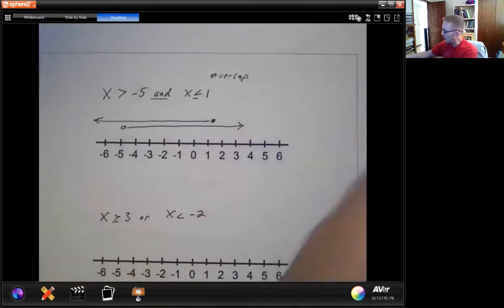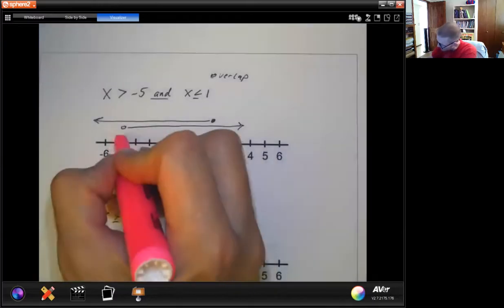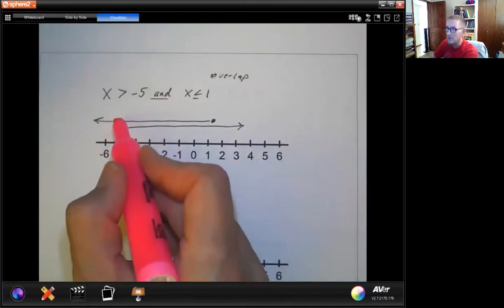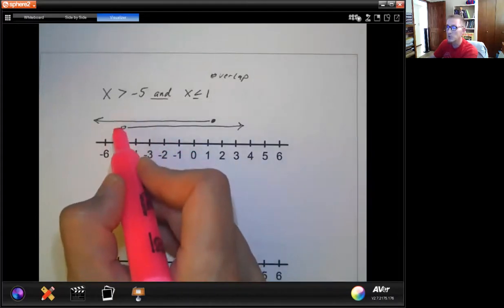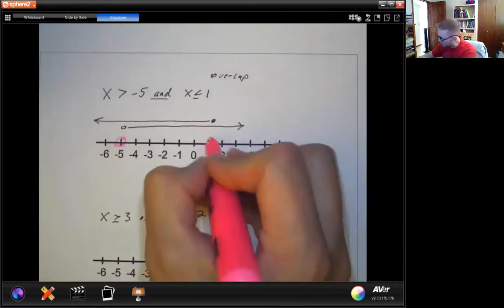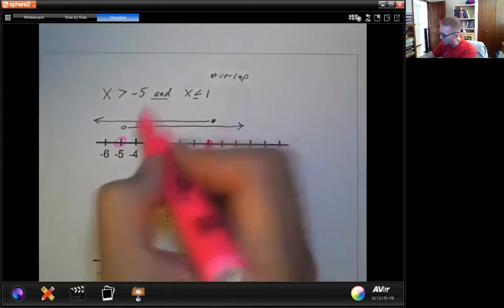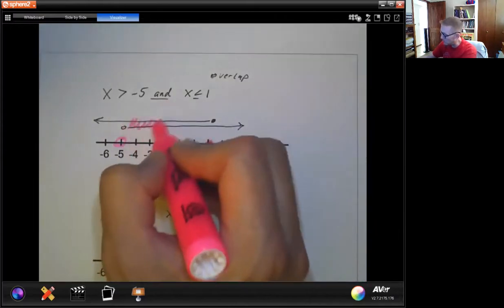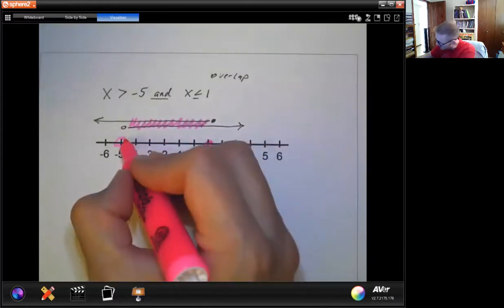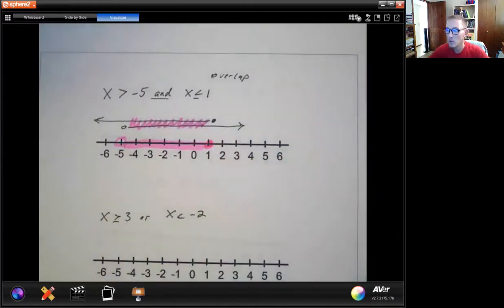Now this is an open dot right here, so this is going to have to stay open because it does not overlap at the -5. I have a -5 on this line, but this one's an open dot, so no. Now this is a closed dot, so I'm going to put a closed dot at 1. And the overlap is all of this portion here. So when I make my final answer, I am going to draw my line segment right in between those two numbers.